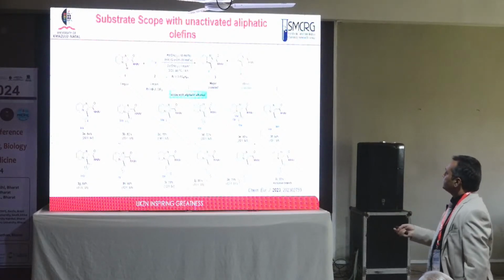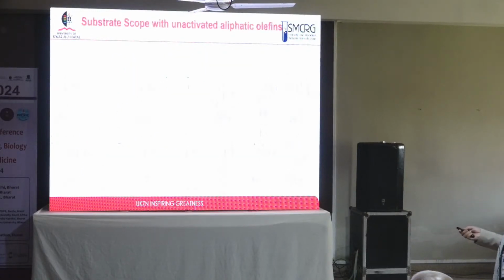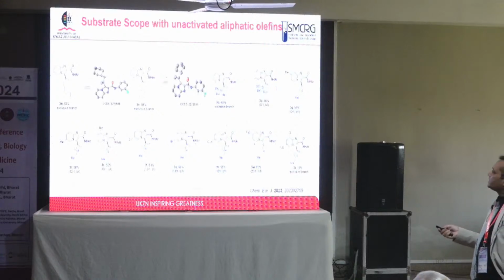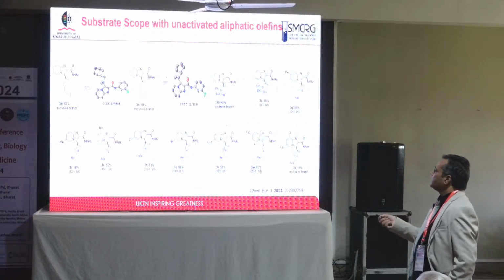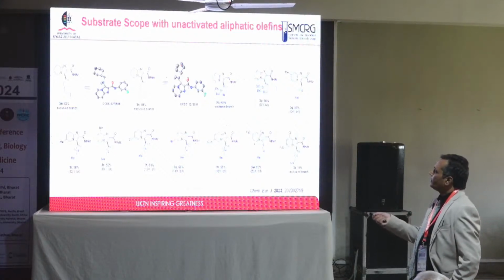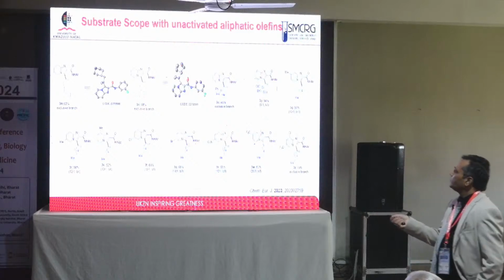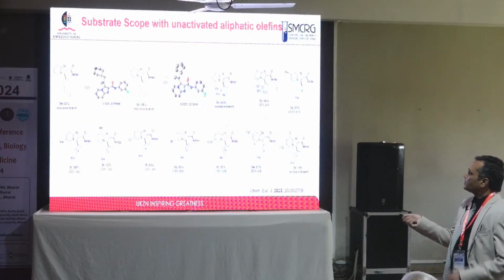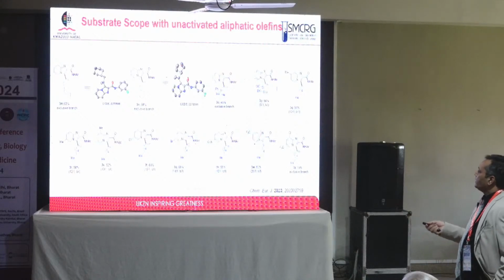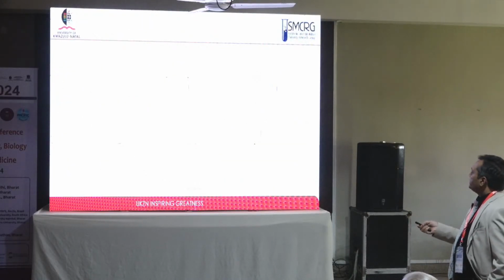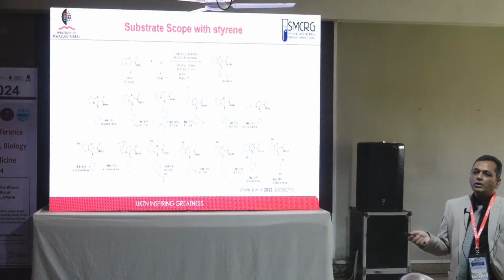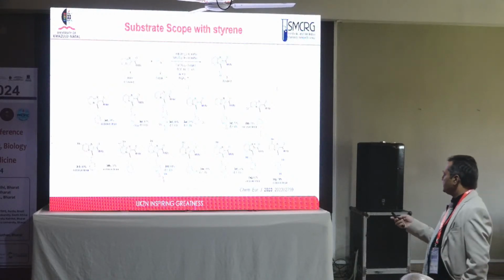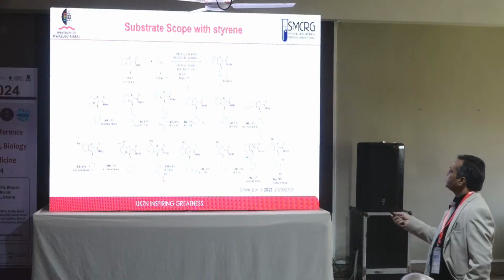Going a little bit quickly in this aspect, we also developed the crystal structure of these two molecules, and we were able to see that the major product was the branched product. So going further from here, the substrate scope with styrene: when we took the styrene, the major product was the linear product. We did not get the branched product. The major product was the linear product, as you see over here.